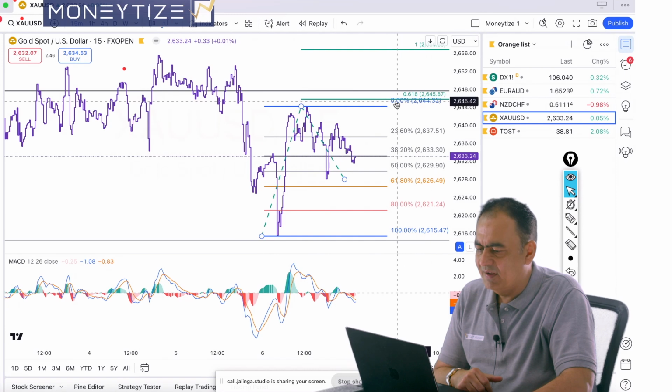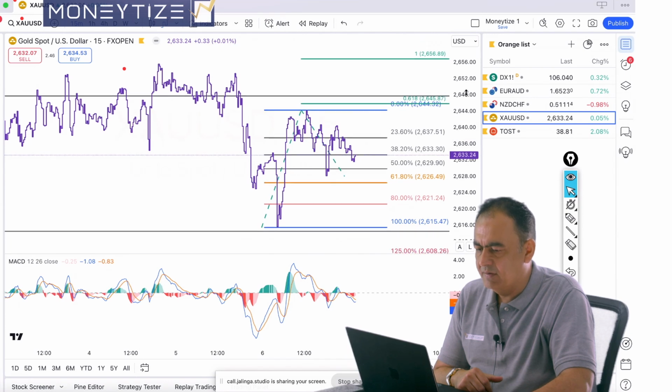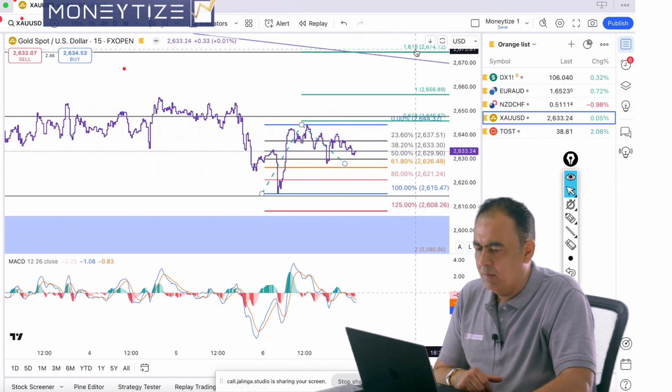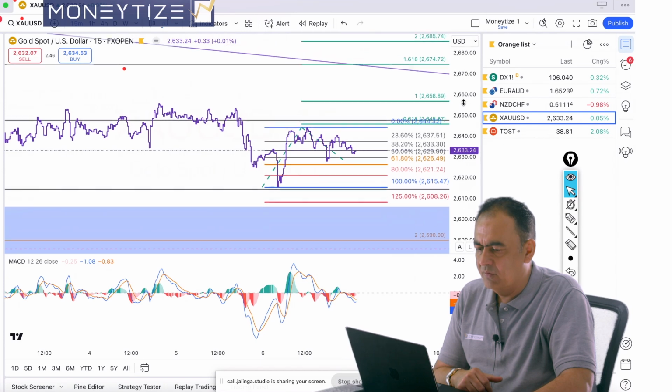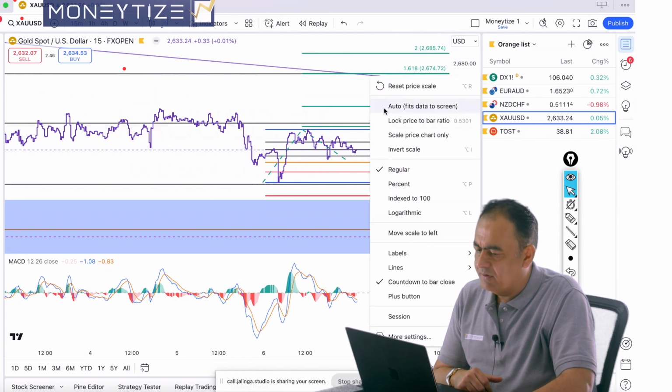So this is the first extension level, that's 2645, followed by extension 100, that's 2656, followed by 1.618 coming at 2674, and ultimately it could reach 2685, but not beyond 2685.